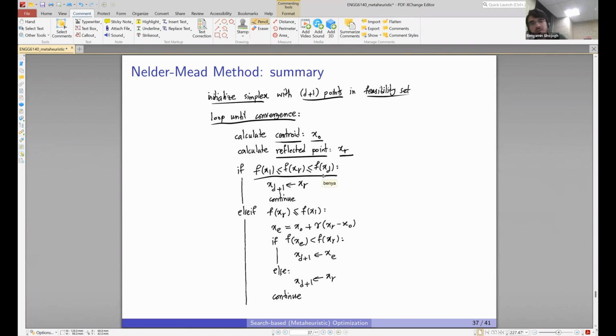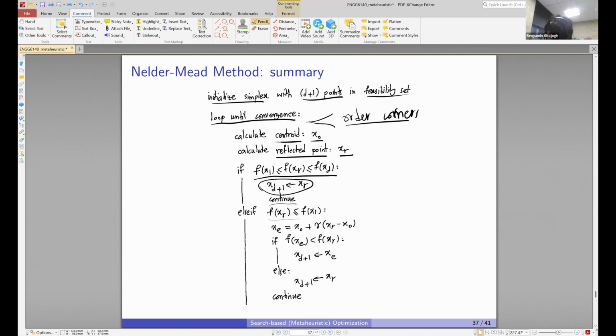If xr is between x1 and xd in its cost value, so it's worse than the best corner, but better than the second worst corner, then what do we do? We replace the worst corner with the reflected point. And we continue. Continue means go to the next iteration and order them again. By the way, here I need to have order the corners. I forgot to mention this. Order corners and then calculate this. Order corners again and do this.